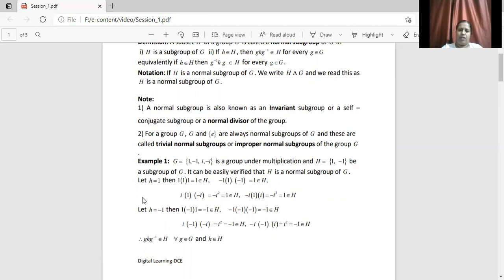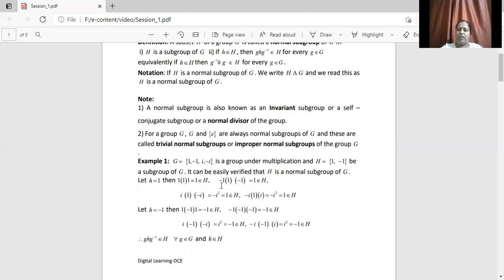Okay. For that, first we'll take the first element of the subgroup H as small h is equal to 1. Then 1 into 1 into 1 is equal to 1. That means g value is 1 here, h is 1 and inverse of g is 1 only. Inverse of 1 is 1. Therefore, ghg inverse, we are getting it as 1, which belongs to H. We can see here 1 is the element of H.